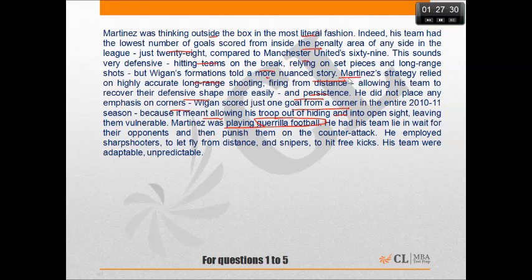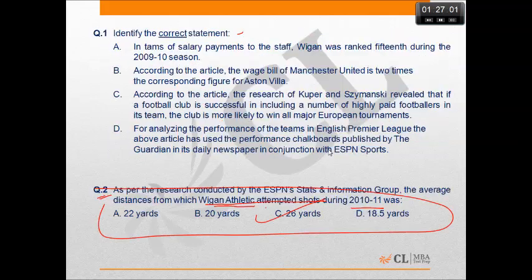So Martinez's strategy relied on highly accurate long range shooting, firing from distance, allowing his team to recover their defensive shape more easily, and persistence. He did not place any emphasis on corners, with only one goal from a corner in the entire season, because it meant allowing his troops out of hiding and leaving the side open, vulnerable. Martinez was playing guerrilla football. He had his team lie in wait for the opponent and then punish them on the counter. He employed sharpshooters to keep his team acceptable and unpredictable.